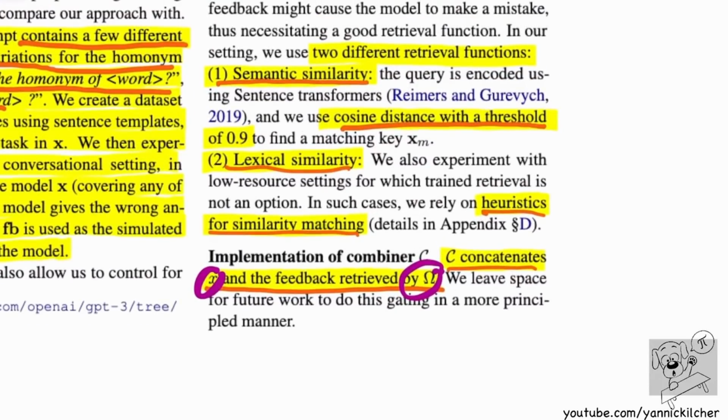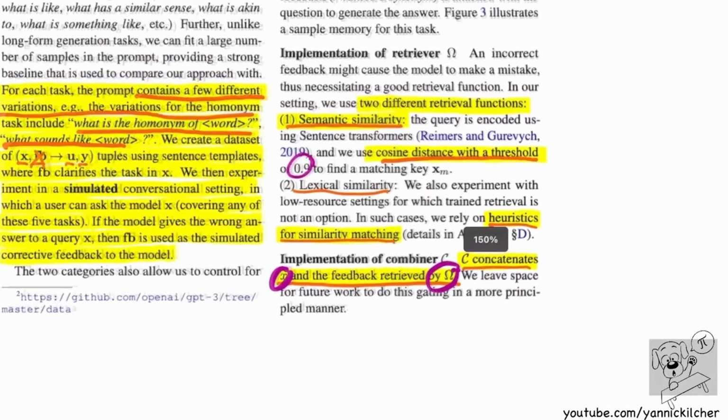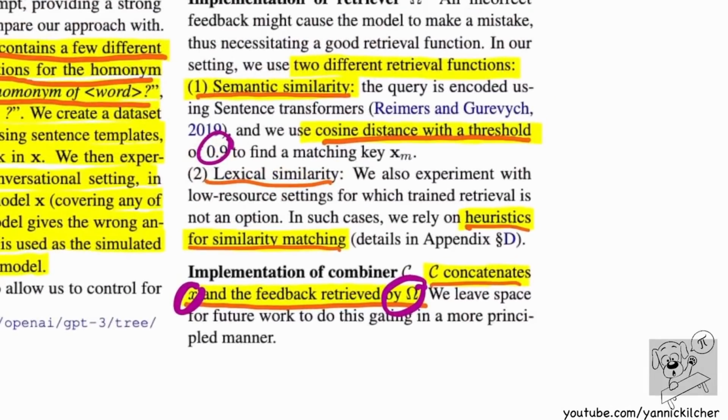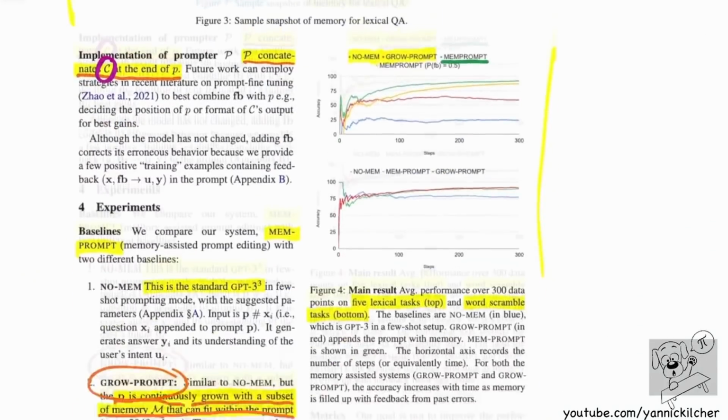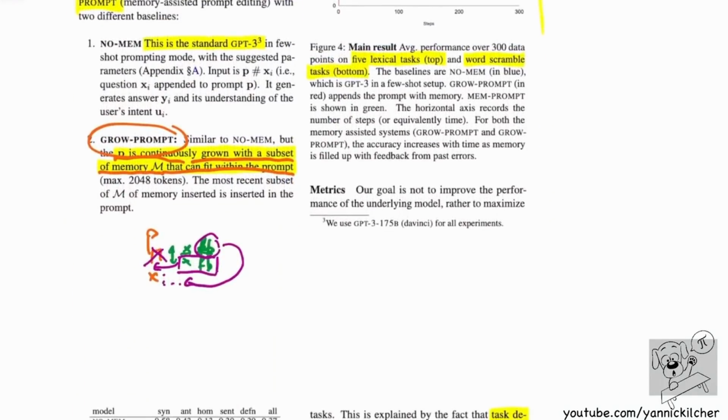However, here it says they use a cosine distance with a threshold of 0.9. There is no mention of a maximum, like they retrieve the maximal feedback. It seems like this could result in an entire set of feedbacks. Yeah, but I don't want to go too deep into that. I think I've understood correctly.